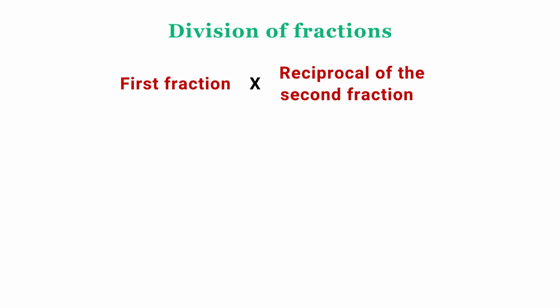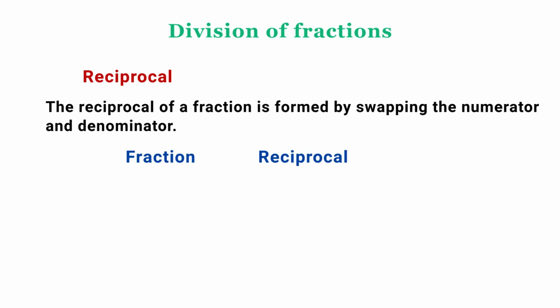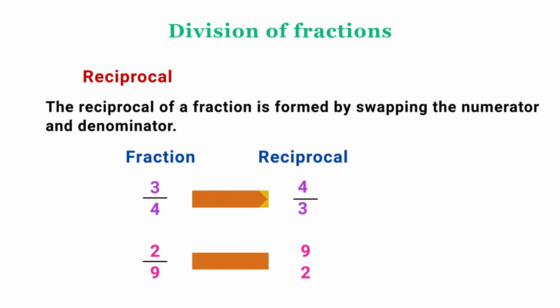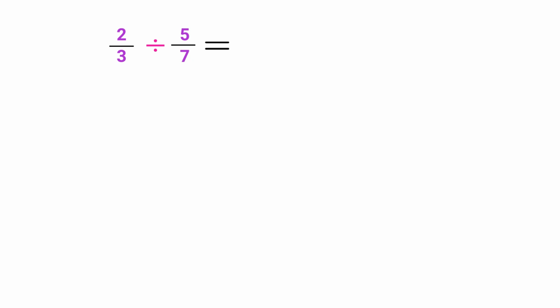Division of fractions. Rule of division of fractions. To divide fractions, multiply the first fraction by the reciprocal of the second fraction. What is a reciprocal? The reciprocal of a fraction is formed by swapping the numerator and denominator. Step 1. Keep the first fraction as it is. Step 2. Replace division with multiplication and take reciprocal of the second fraction. Step 3. Multiply numerators and denominators.